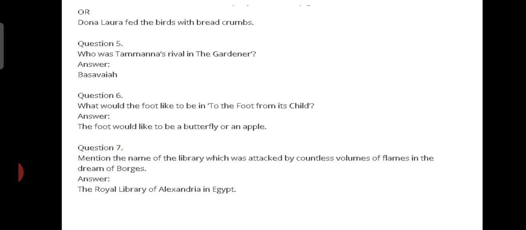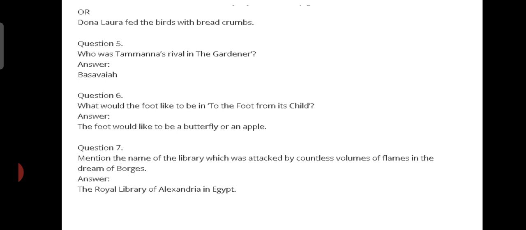Next, who was Tammanna's rival in The Gardener? Rival means what? Enemy. Most of you are not understanding the questions. Enemy, that is, the one who is an enemy. Tammanna's enemy is Basavayya. Basavayya was Tammanna's rival.